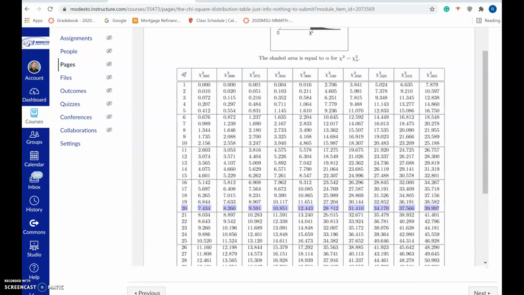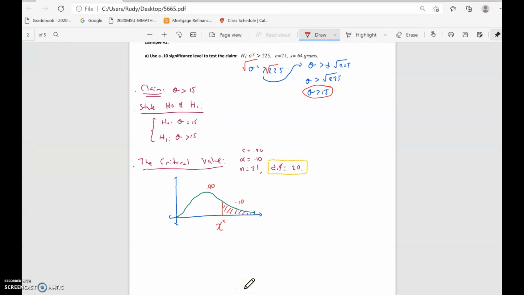Let me double check, 28.4112. So in this case, this value is 28.4112. And let me just rewrite it here that this is the critical value. So 28.4112 is going to be our critical value. And I'm just rewriting it so that we don't somehow confuse it with the test statistic.